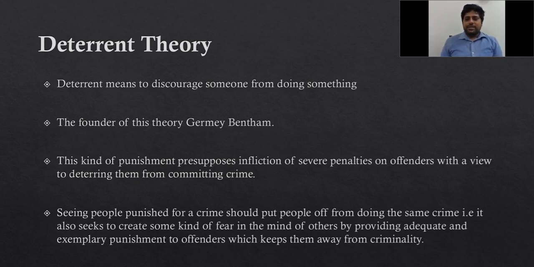Now, seeing people punished, as we all know, if someone beats someone, or if a person sees someone beaten up, then he'll try not to do that kind of thing again in his life. That is the purpose which the deterrent theory serves: if someone has committed a crime, then the penalty or punishment should be so severe that that type of crime cannot happen again in the society, and the society will remain peaceful.